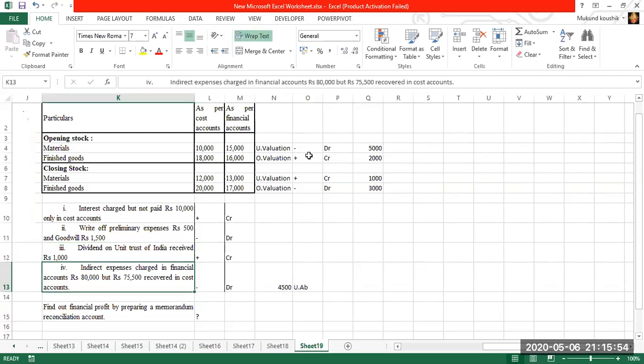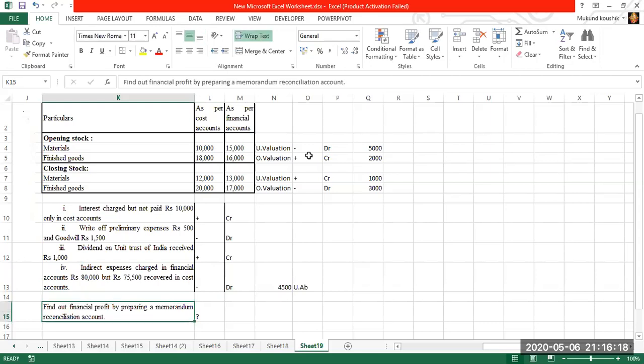Then again, indirect expenses charged in financial accounts 80,000, but 75,500 recovered in cost accounting. Now, indirect expenses charged in financial accounting is 80,000, but in cost accounting it is 75,500. That means in cost accounting it is lesser and in financial accounting it is more. That means it is under absorption of overhead. So whenever you have under absorption of overheads, you have to deduct. So that is what we have done.